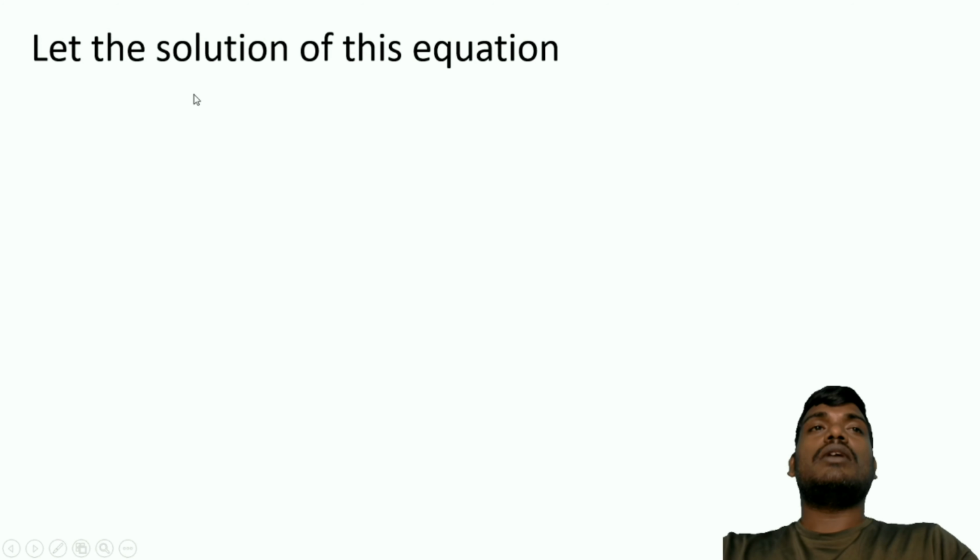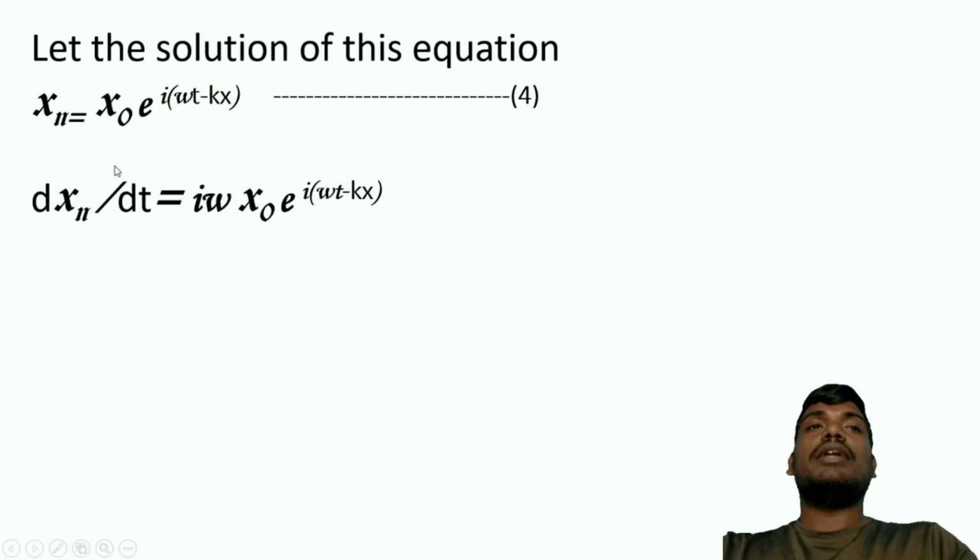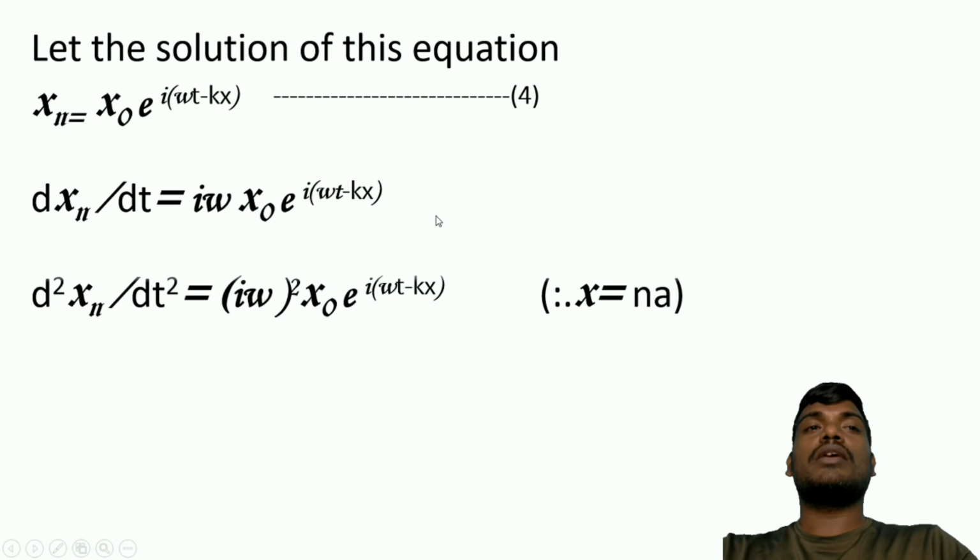Next, let the solution of this equation be like a simple harmonic oscillator. In the same way we solve: xn equals x naught e to the power of i(omega t minus kx). This is equation 4. Then differentiate the above equation: dxn/dt equals i omega, the t term taken to the front, i omega x naught e to the power of i(omega t minus kx).